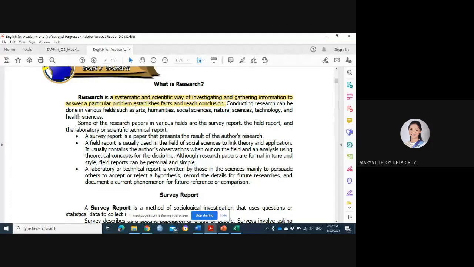Of course, all majors of specializations are always conducting research. So meaning, hindi lang siya high school or college, but when you reach your work, actually when you are doing work na, you are still conducting research. For example, if you wanted to work in a DSWD government institution, of course you will still conduct research. Why? You will conduct a case study. What is case study?